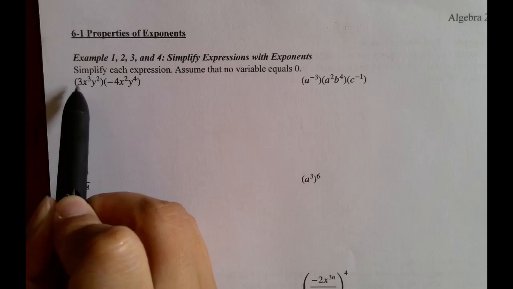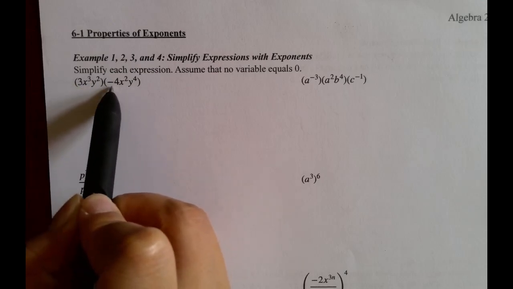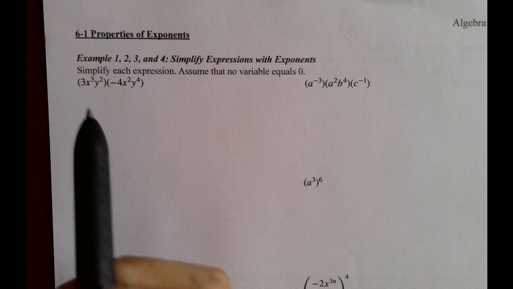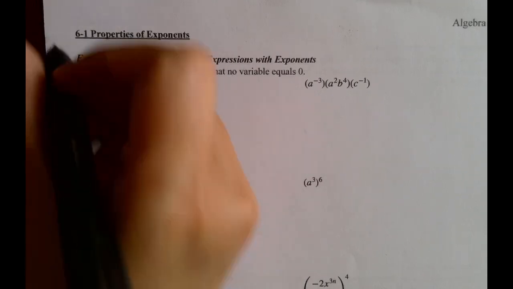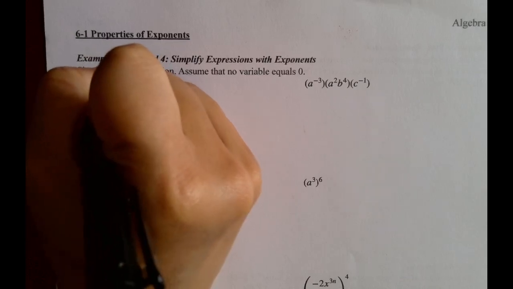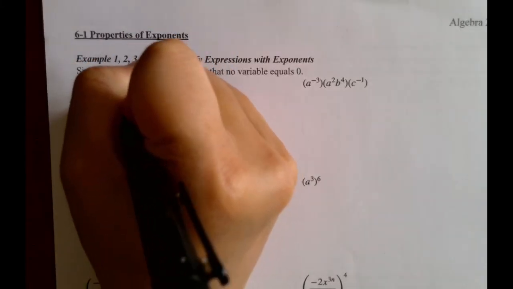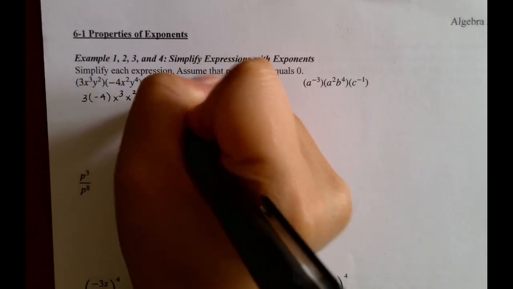Okay, so here I have the quantity of 3x cubed y squared multiplied to the quantity of negative 4x squared y to the fourth. Okay. So what I'm going to do first is I'm going to group all of my things that are the same bases together. So 3 and negative 4, even though they're not the same base, they are both coefficients. So I'm going to group those together. Okay. Then I'm going to put my x's together, so x cubed and x squared. And then I'm going to put my y squared and my y to the fourth together.